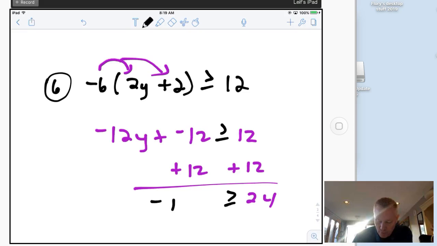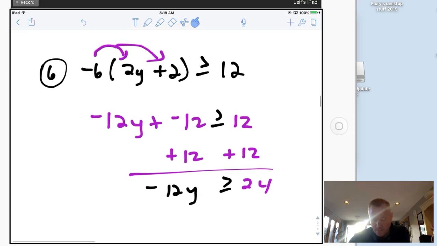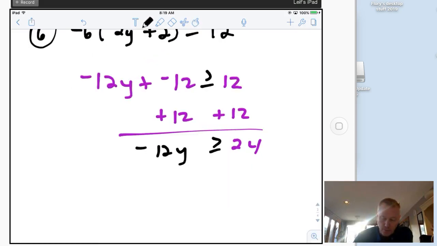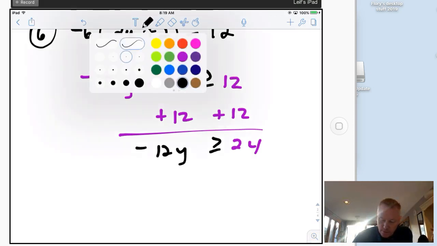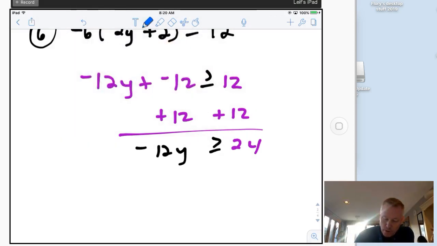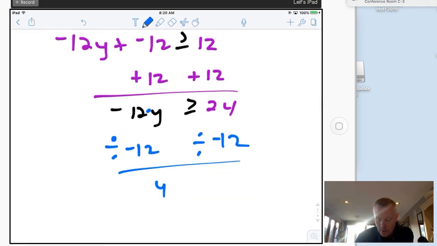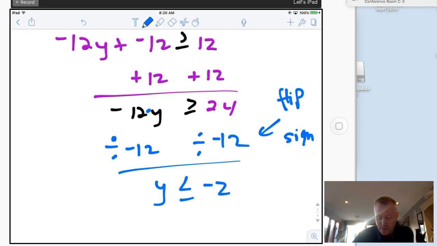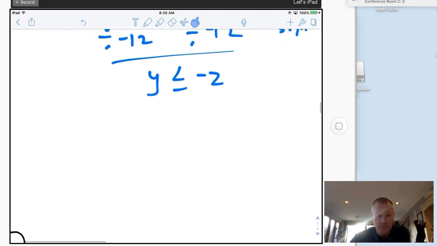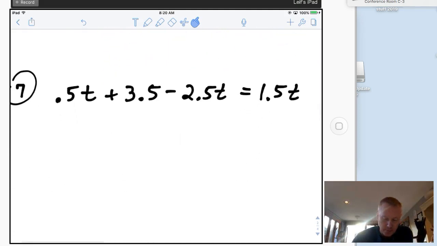All right, so negative 12y is greater than or equal to 24. So next I'm going to get rid of what's in front of that y, which is connected by multiplication. The opposite of multiplying by negative 12 is dividing by negative 12, which means I get y. Got to flip the sign because I divided by a negative. 24 divided by negative 12 is negative 2, right? I'm not going to graph that one. I've graphed a lot of them. I think you get the idea.